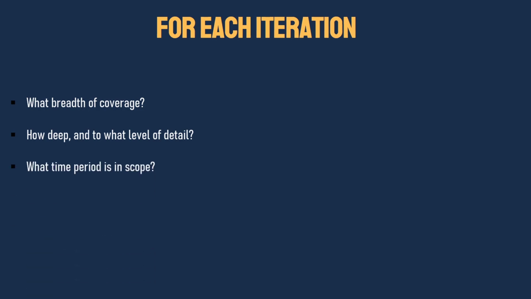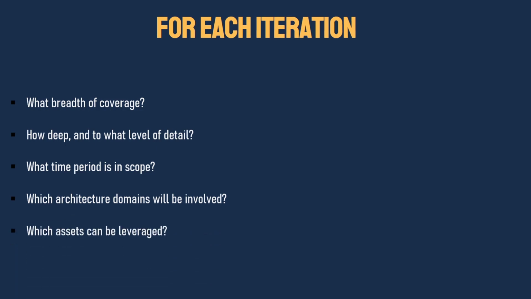For each of these iterations, you need to consider what breadth of coverage we will be looking at, how deep and to what level of detail we need to go. What's the time period that's going to be in scope for these deliverables, and which architecture domains from the BDAT domains will be involved. Finally, which assets can be leveraged from our libraries and repositories.